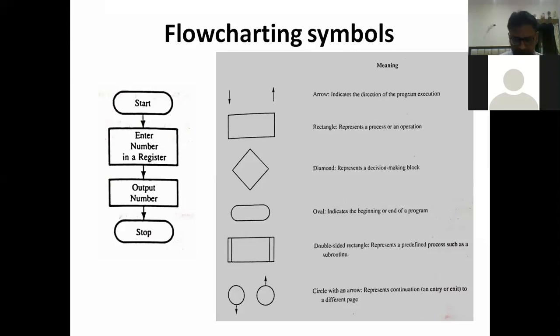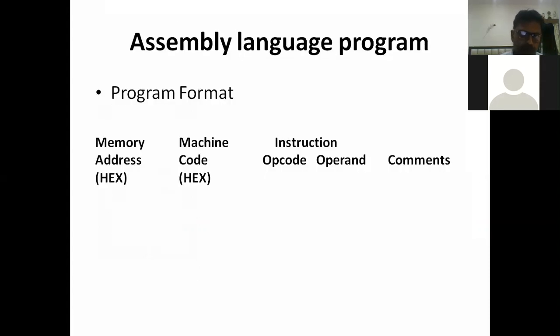If you have to connect one flowchart with another flowchart, you will be using the connector. So this circle will be used as a connector. So these are the certain flowcharting symbols. Then, how do we write the assembly language program?